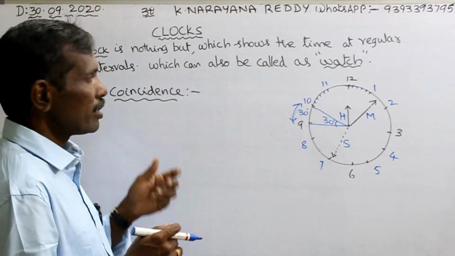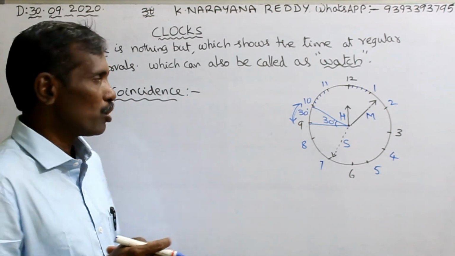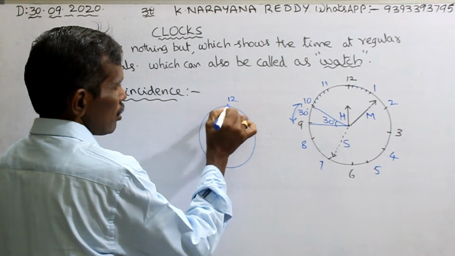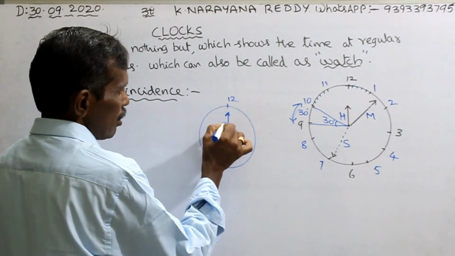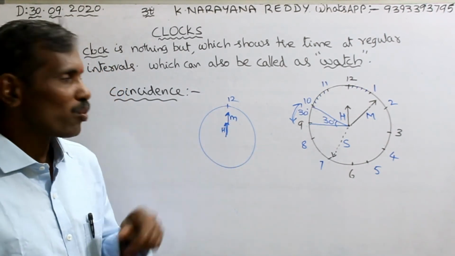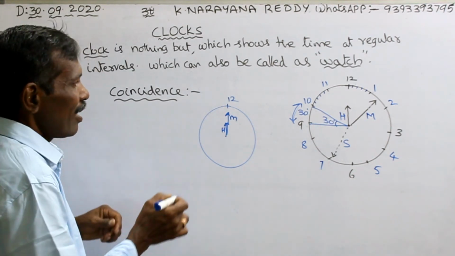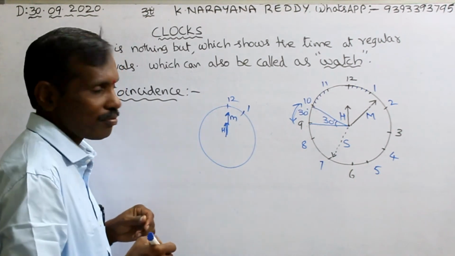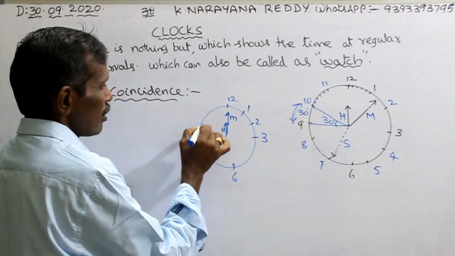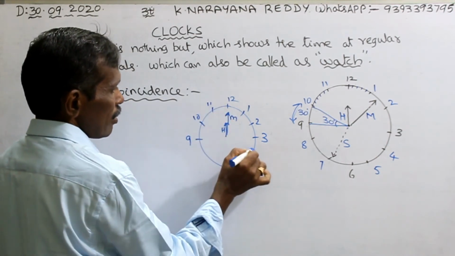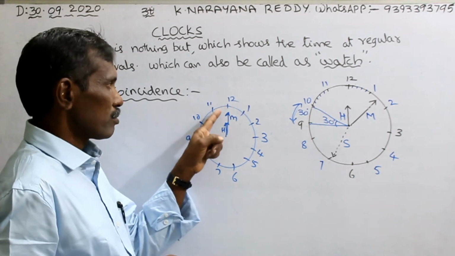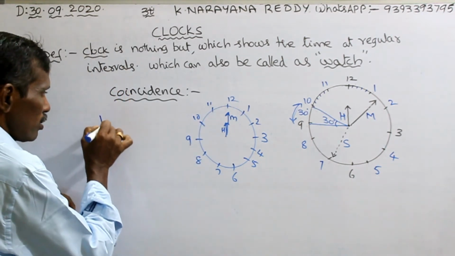Okay, coincidence means two hands are at the same position. For example, take this watch, and at 12 o'clock the minute hand and the hour hand are both at the same position, at 12 p.m. Now after 12 p.m., the coincidence is 1.